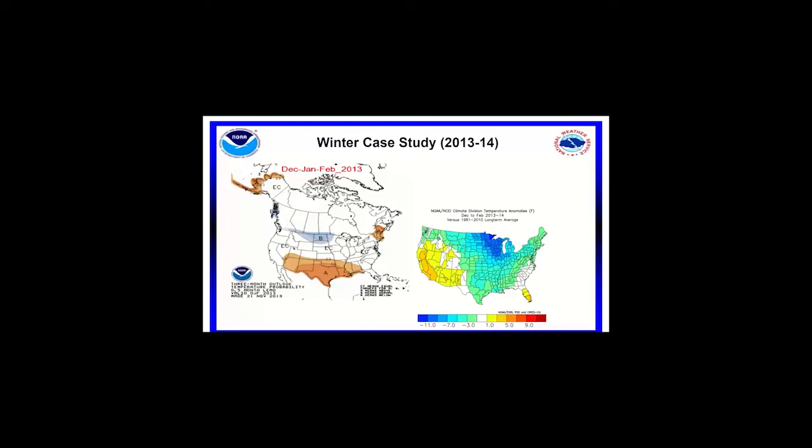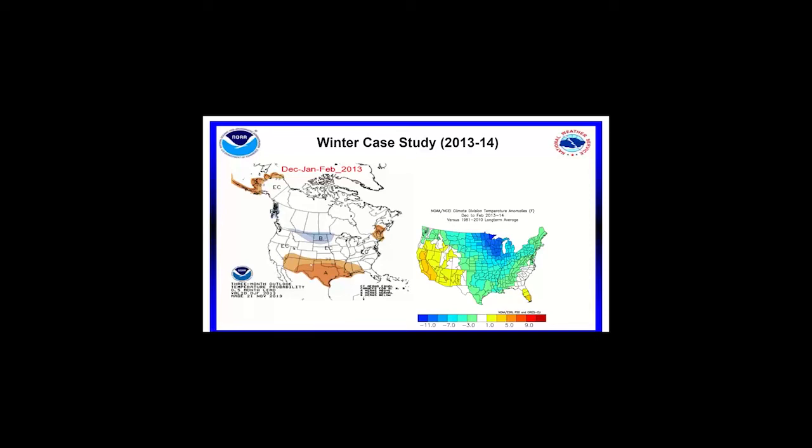I'm going to go through three case studies here. The first is looking at the 2013-14 winter. At the time, this is a really interesting case. It was sort of well forecast. On the left is the forecast that we issued at CPC at the time, issued in mid-November for the winter season 2013-14.